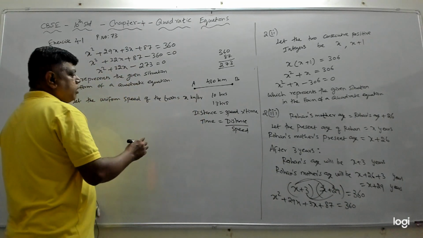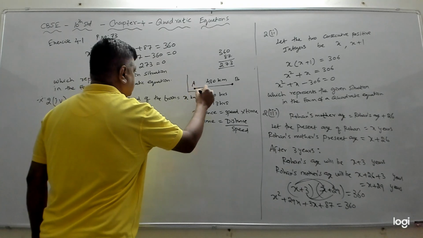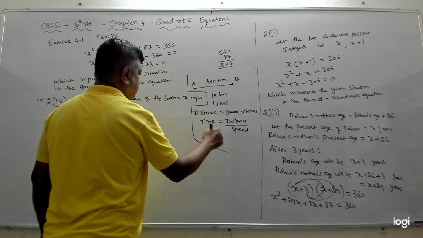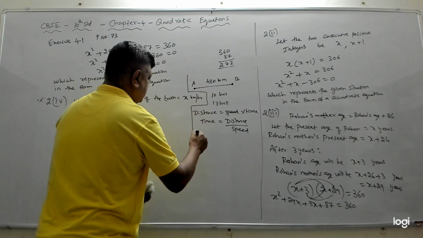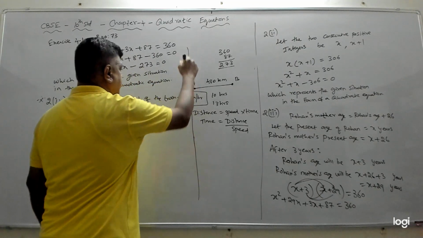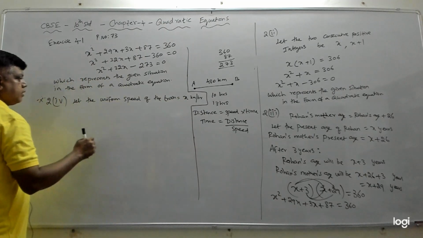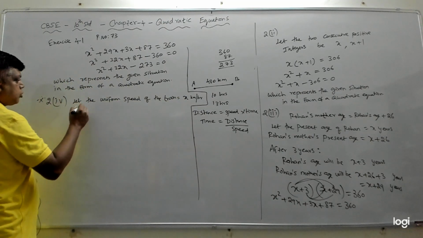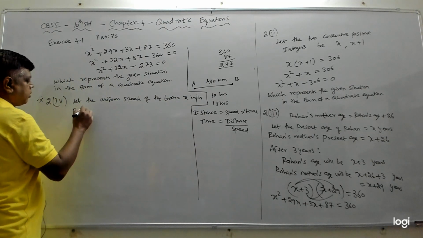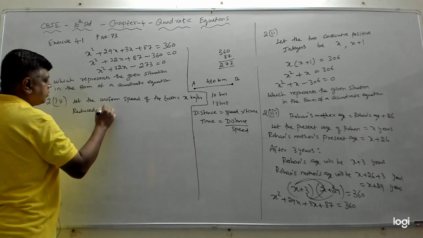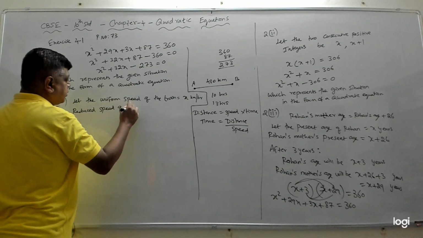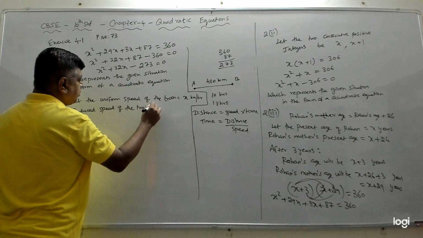Suppose it is going with the speed of x kilometers per hour. Let the uniform speed of the train be x kilometers per hour. Then what is the reduced speed? So the reduced speed of the train will be equal to how much?